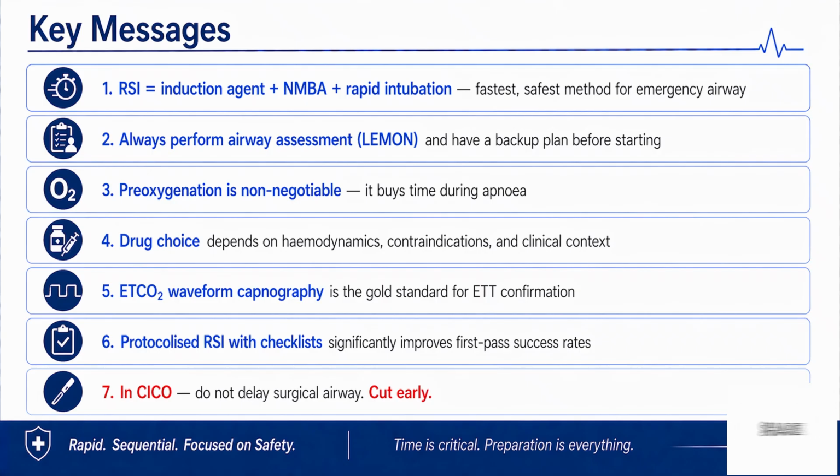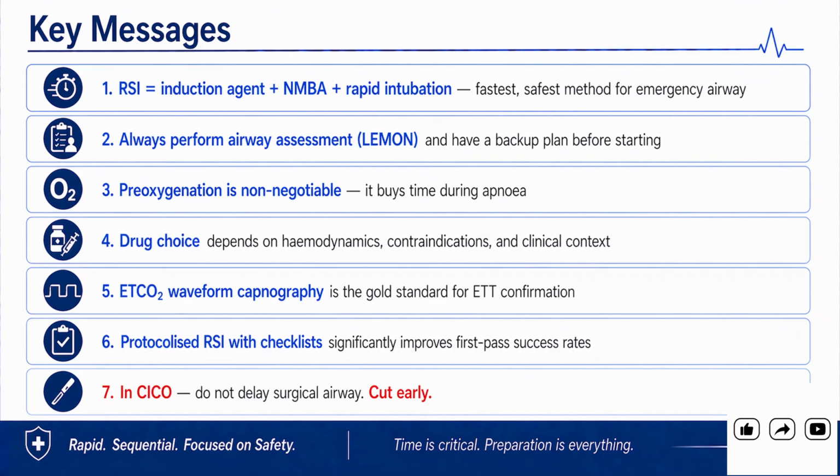Finally, let me summarize this presentation. RSI is a controlled, protocolized emergency procedure. Preparation and teamwork are critical. Pre-oxygenation saves lives, so make sure you spend 3 to 5 minutes on pre-oxygenation. Drug selection should be individualized and should match your patient's physiology or pathology. Tube confirmation should always be done using waveform capnography. Make sure to have backup airway plans, and post-intubation care is equally important.